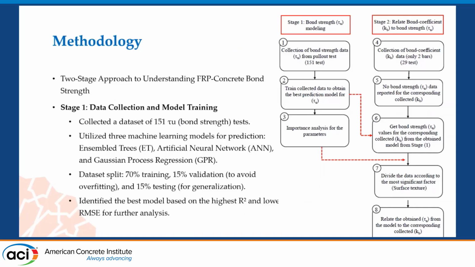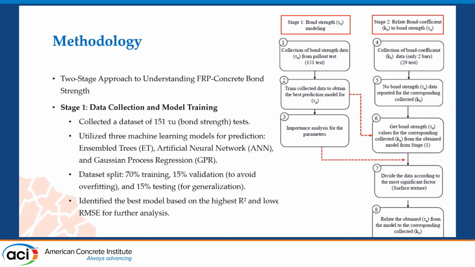So here's the slide on methodology. Looks like they have a two-stage approach to understanding the FRP concrete bond. The first stage, like with many machine learning techniques, is you collect the information needed for your model and you train your model. So I think that's what is shown here on my left side. And once you have that information, then you can go into step 2, which is to relate all the bond coefficients, the K-sub-B value, to the bond strength.